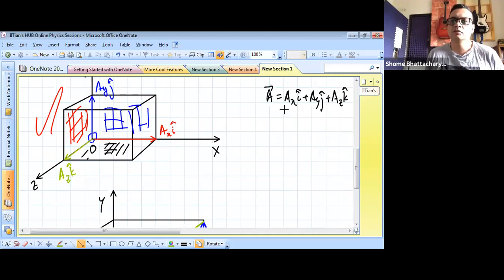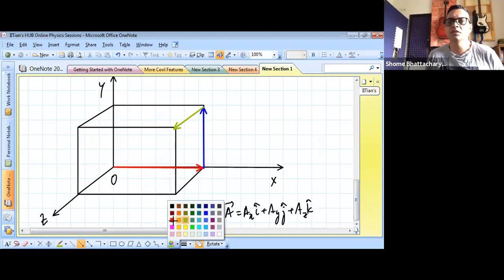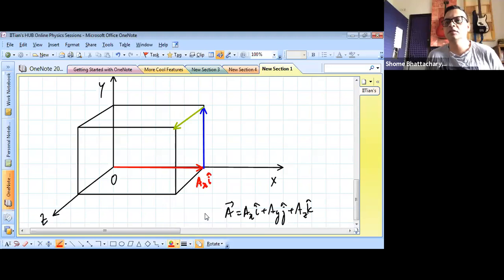So they are drawn back to back because we are doing this operation: Ax i cap plus Ay j cap plus Az k cap. So this is now the operation: I have completed from the origin the displacement Ax i cap. Okay. Then after that, I have next completed the displacement Ay j cap, which is this vertical line like this, and then I have completed the third displacement, which was Az k cap, like this. So I have reached this corner.